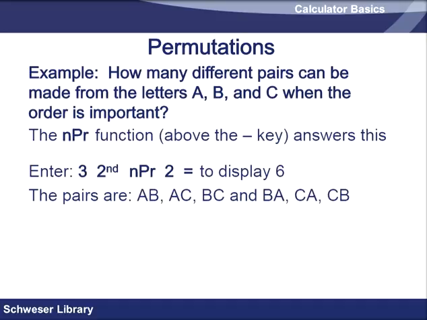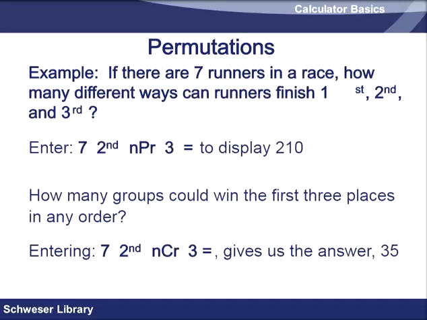So let's take a look at an example of how that might come up. Well, this isn't exactly a finance application, but it should help anyway. If there's 7 runners in a race, how many different ways can runners finish first, second, and third? So now order matters, right? 3 runners in this order in first, second, and third is a different outcome from those same 3 runners in a different order in first, second, and third place.